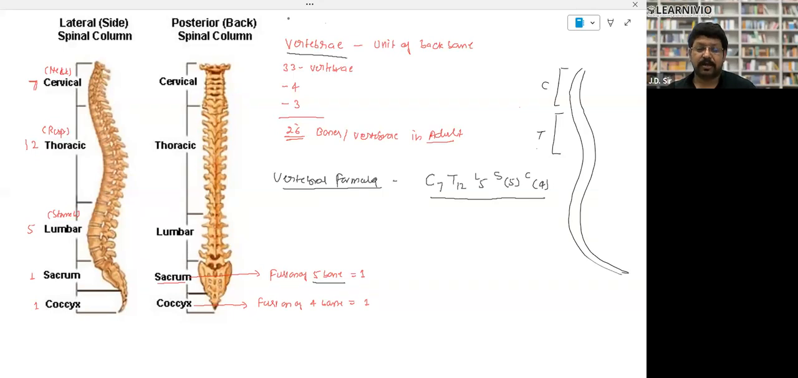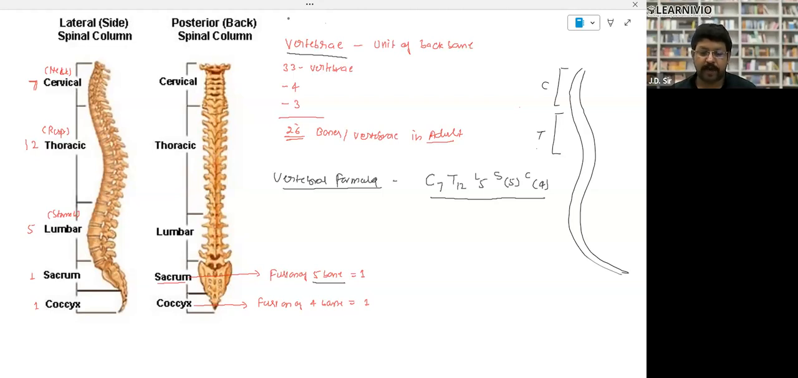Out of these 33 vertebrae, the last 4 and last 3. Sorry. Last 5 bones fuse into 1 and last 4 bones fuse into 1, right? So 5 bones fuse and they become 1 when we grow up. When we are children, there are a total of 33 bones in our backbone. When we become adults, the last 5 bones fuse into one, last 4 bones fuse into one, right?